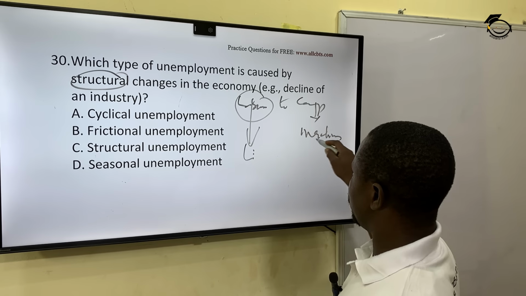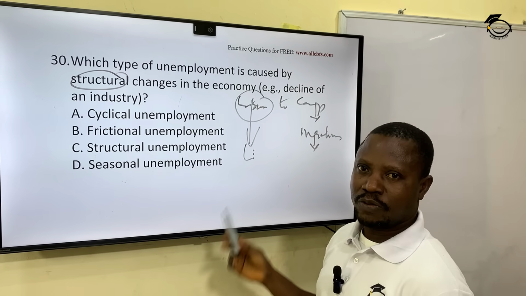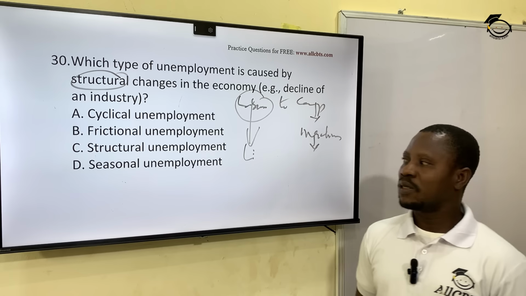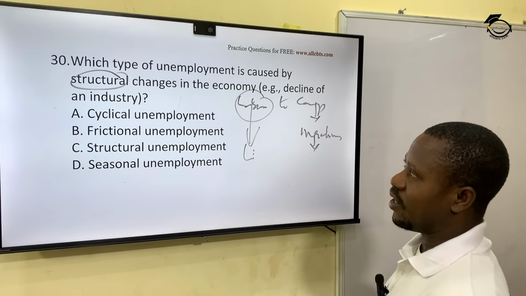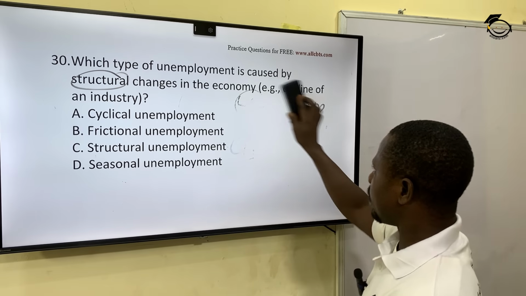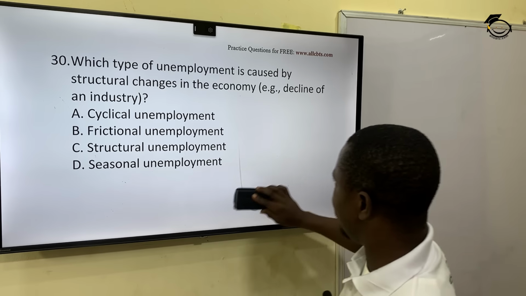When you are engaging machineries, you need less manpower, because a machine can do the work of 10 people. So you only need one person to operate the machine while the machine does the work. So the correct answer here, from the question structure, is structural unemployment.